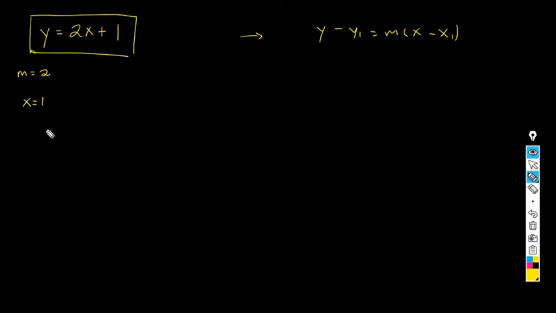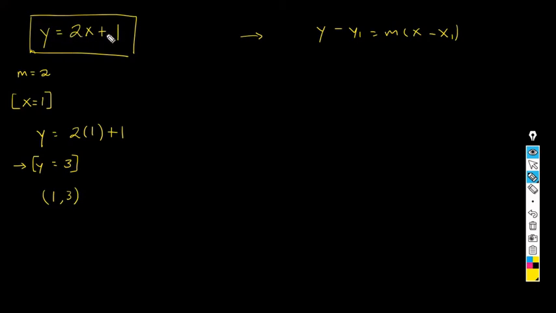So I'm going to do it here. X is equal to 1, so this would be y equals 2 times 1 plus 1. And what do we get out of this? We get that y equals 2 times 1 is 2 plus 1 is 3. So what does this tell me? This tells me that the point (1, 3), this point belongs to this line.